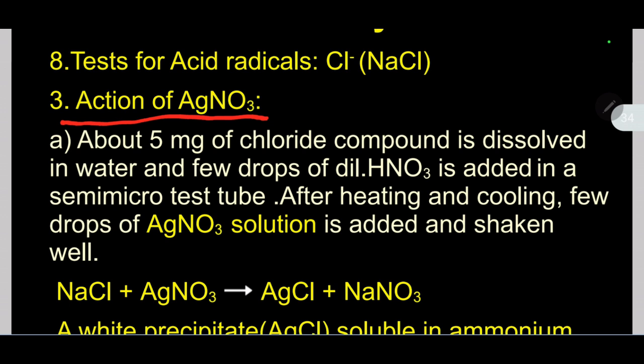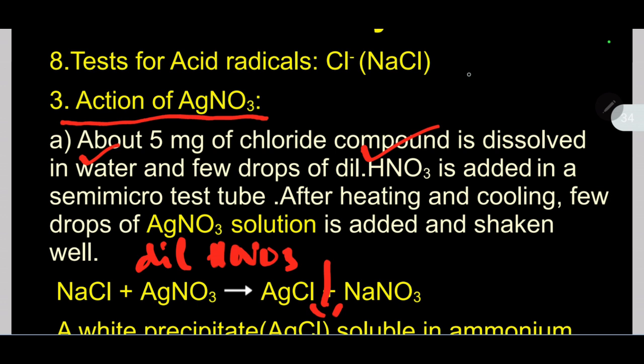Action of silver nitrate. About 5 milligrams of sodium chloride compound is dissolved in water and a few drops of dilute nitric acid is added. In acid medium, what will happen now? Silver nitrate reacts with sodium chloride to produce silver chloride. A white precipitate will form. Kindly follow. Silver chloride, a white precipitate will form.